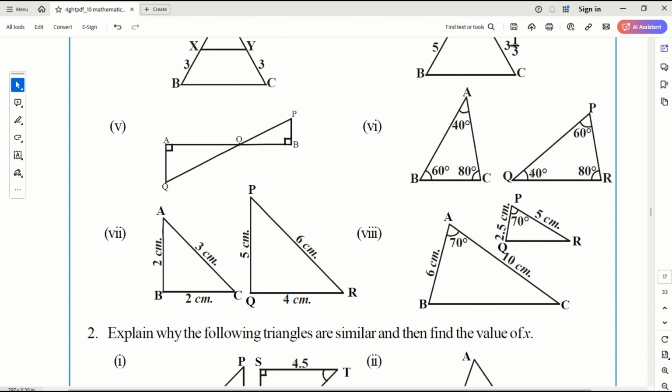Here definitely we can clearly see angles are same: 40, 40, 60, 60, 80, 80. So we can say ABC is similar to QPR.